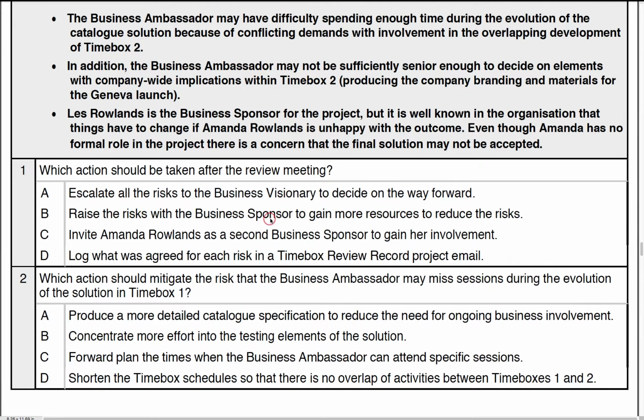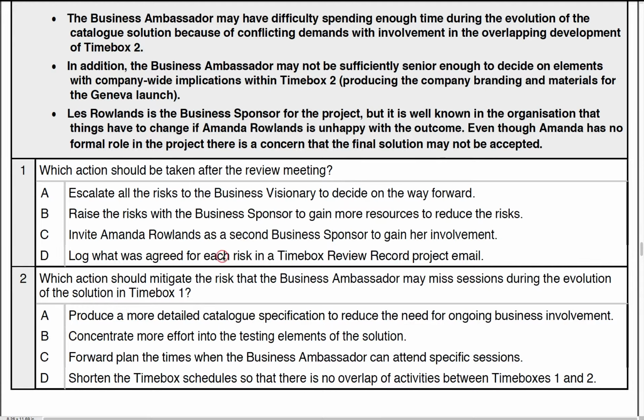Raise the risk with the business sponsor to gain more resources. Well, you don't do that. We have fixed time and cost, and gaining more resources is going to have an impact on that. So we do not do this anyway. So that's not an option either. Invite Amanda as the second business sponsor. Well, we only have one person filling that role, so again, that's not going to be an option either. So the last one had better be right, we haven't got any options left.